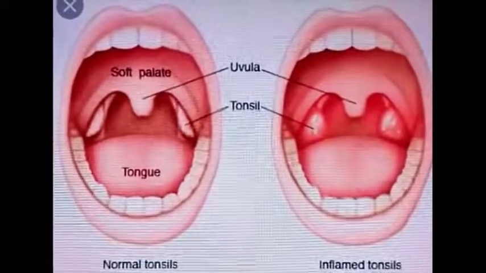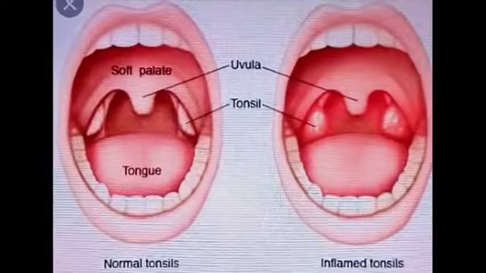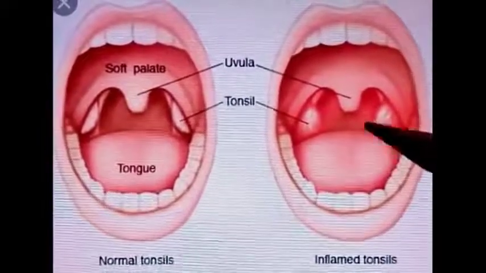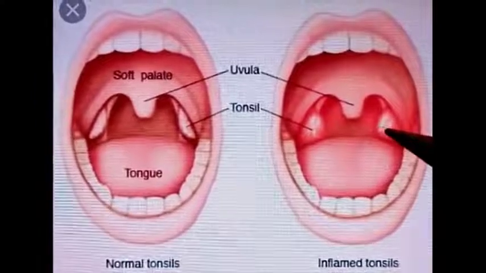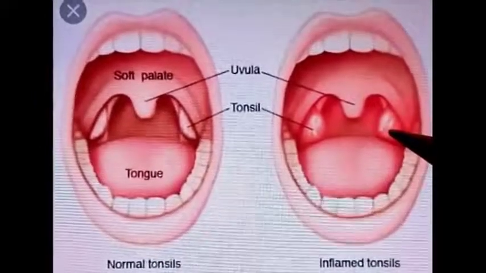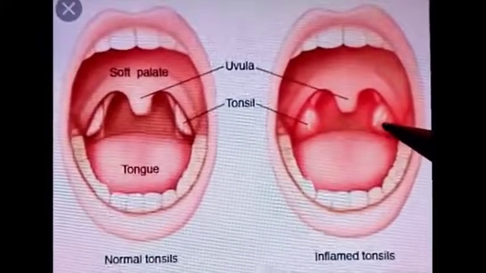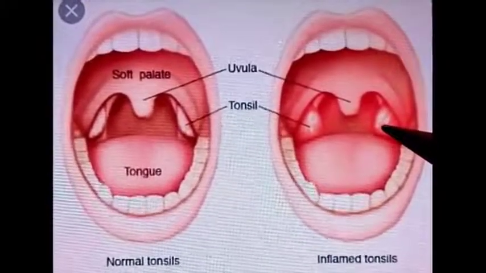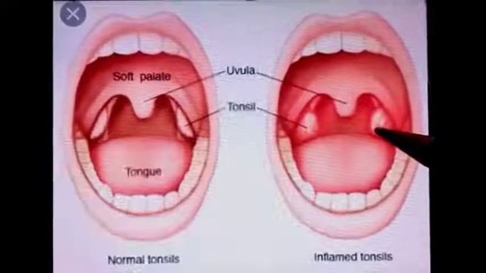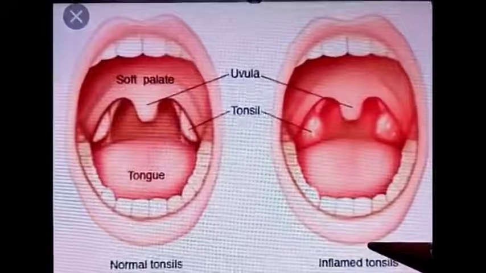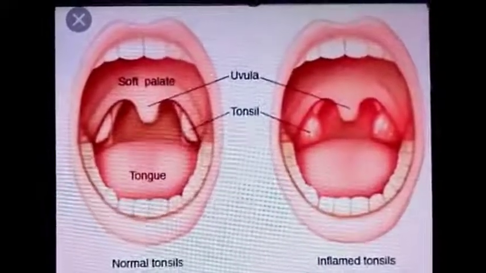Inflammation of the tonsils is known as tonsillitis. It is characterized by redness and enlargement of the tonsils, fever, pain in the throat, painful swallowing, and enlarged lymph nodes around the neck area.